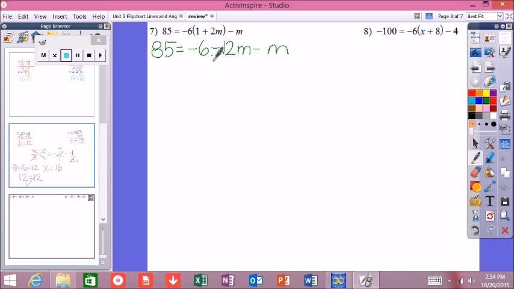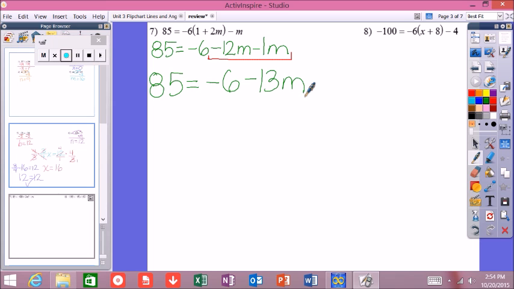There are like terms on the right side. So negative 12m minus 1m can be combined. And that'll give me negative 13m. Remember, when they're on the same side of the equal sign, you use the signs that are given. 85 equals negative 6 minus 13m.